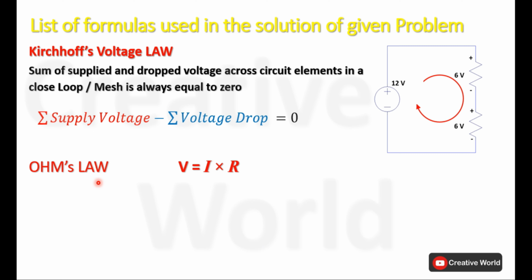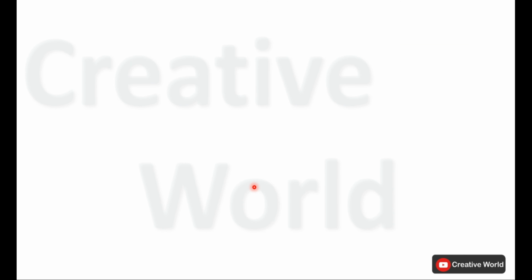We also will be using Ohm's law. According to this law, voltage across any resistance R will be equal to the product of current through that resistance and the value of resistance. V equal to I multiplied by R. So let's move towards the problem.